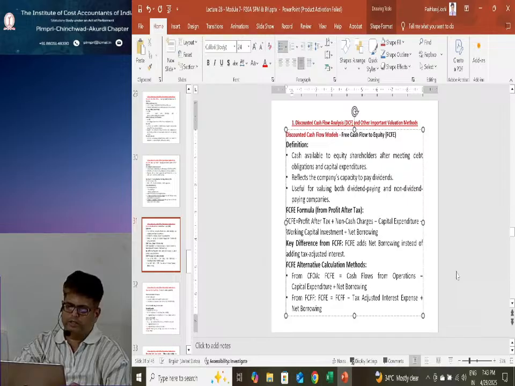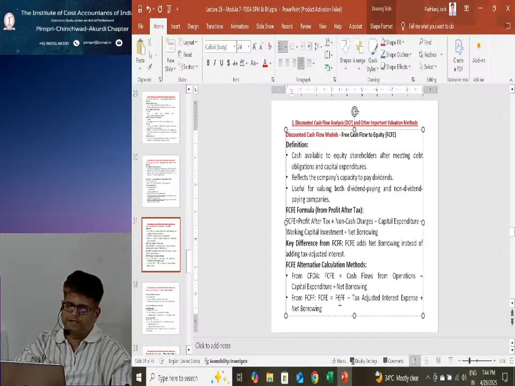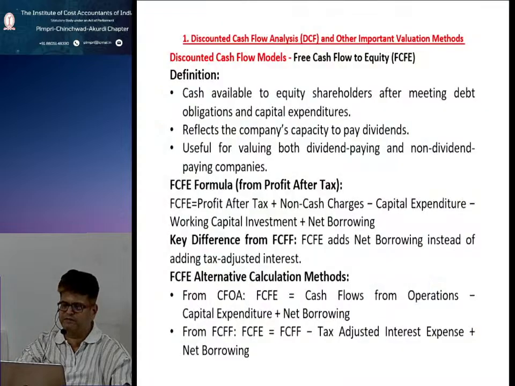plus net borrowing. And from FCFF, FCFE is equal to FCFF minus tax adjusted interest expense plus net borrowing. That's how the calculations are being done for FCFE alternative calculation methods.